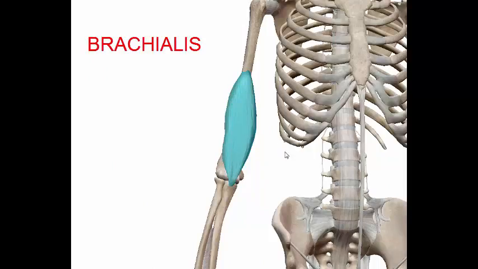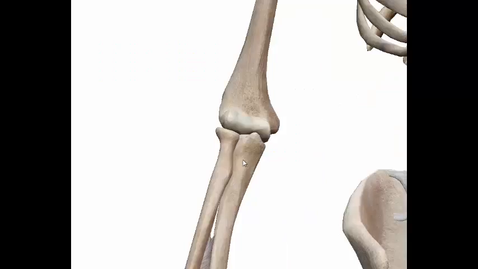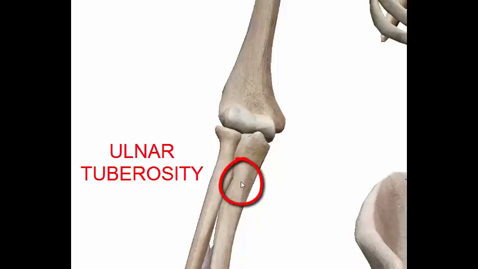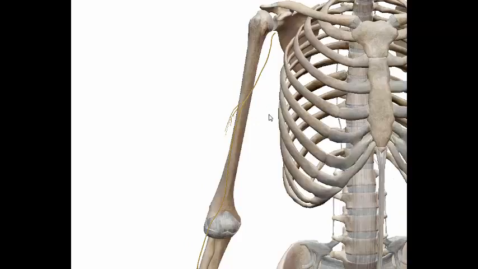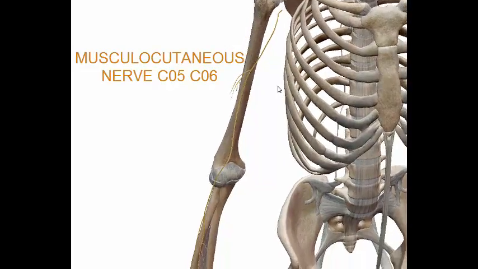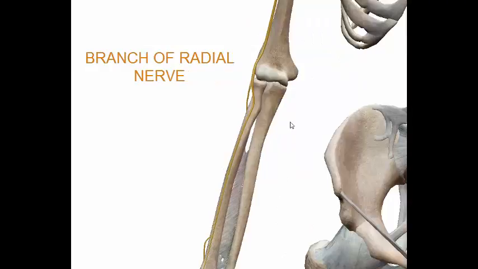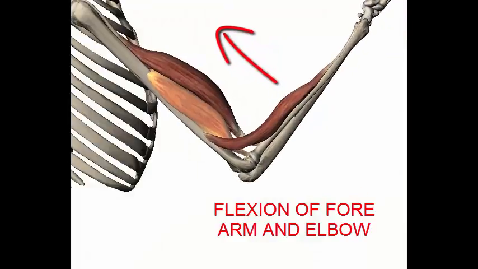The brachialis muscle, one of the flexor muscles of the elbow joint, covers the front of the elbow joint and the lower half of the humerus. It starts from the anterior distal half of the humerus and inserts into the ulnar tuberosity and the anterior surface of the coronoid process. The nerve innervation is the musculocutaneous nerve, C5 and C6, and a branch of the radial nerve. The action is to flex the forearm at the elbow.